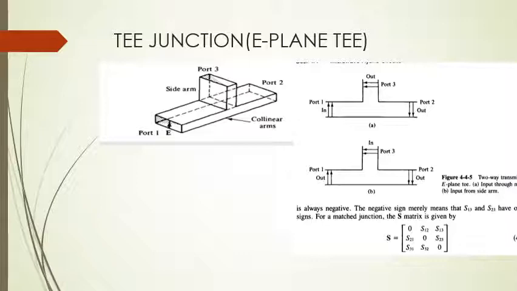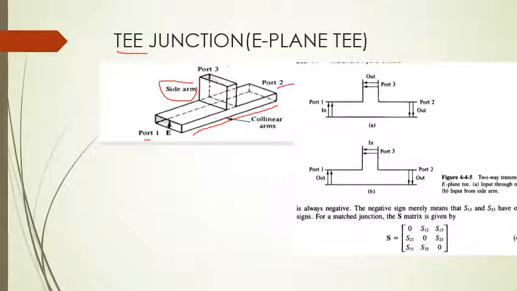To know exactly what this T junction is: a T junction means three independent ports. Now, it depends upon how you place your auxiliary arm. When I say auxiliary arm, I mean the side arm, and this is your main arm or collinear arm. Suppose you have three independent ports, port 1, port 2 and port 3.